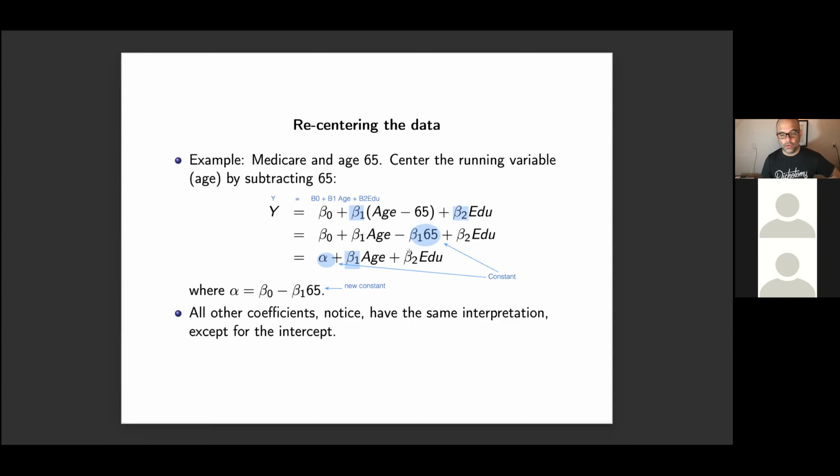And this beta 2 and this beta 2 are the same. So when we recenter, beta 1 remains the same. Beta 2 remains the same. But alpha, beta 0 becomes alpha. All right, becomes alpha. We get a new intercept because we have a composite additive term that becomes the new intercept, which is this.